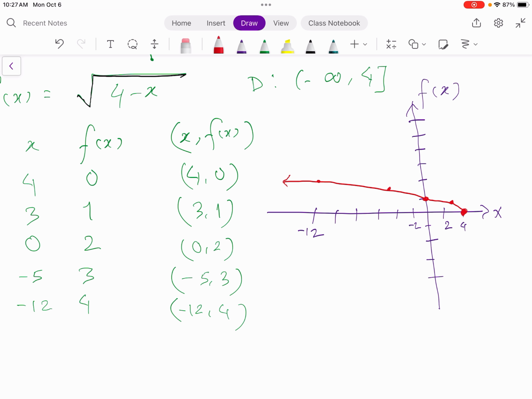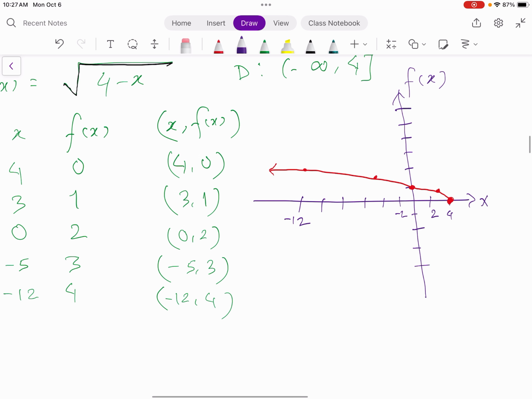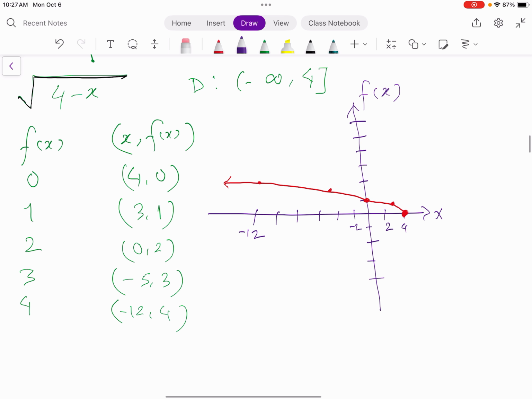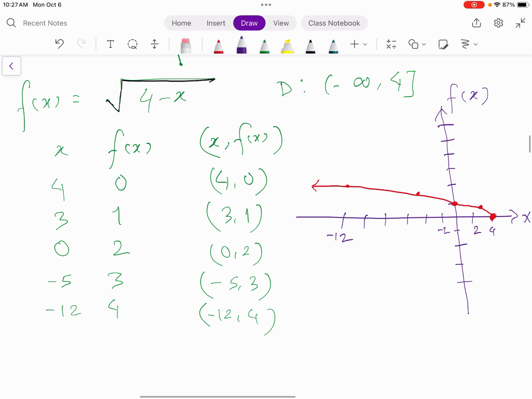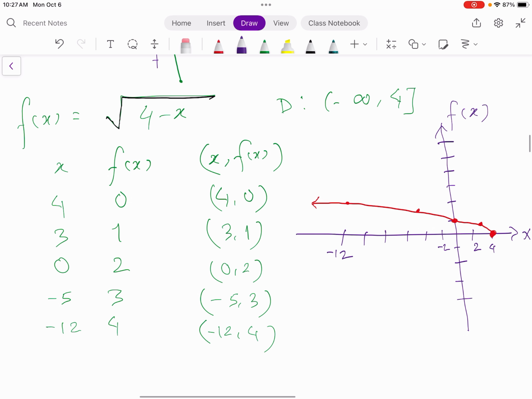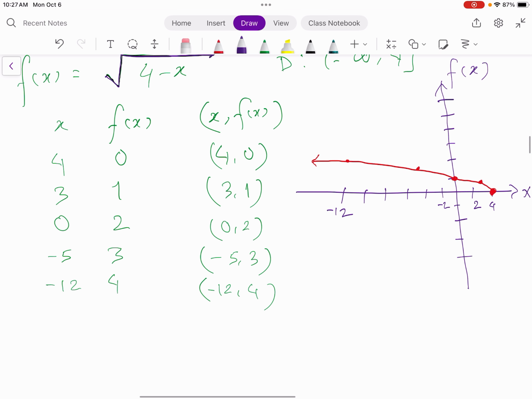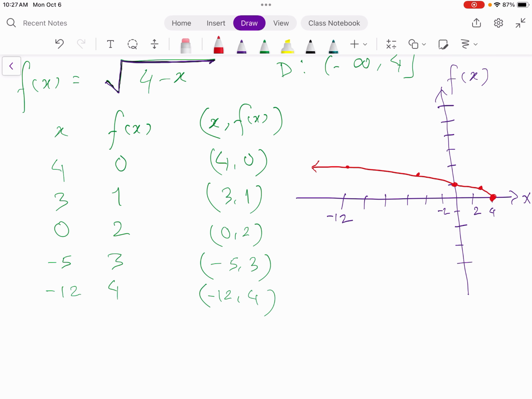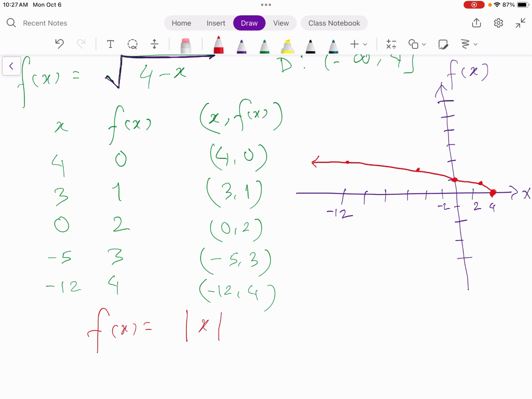So this is our square root function, and if you have a square root function, you always get a graph very similar to this one. Okay, any question up to here? So since here we have a square root, we call this a square root function. Now the next one, let me graph one more, and the function is f of x equals the absolute value of x, and we have an absolute value expression. We call this an absolute value function.